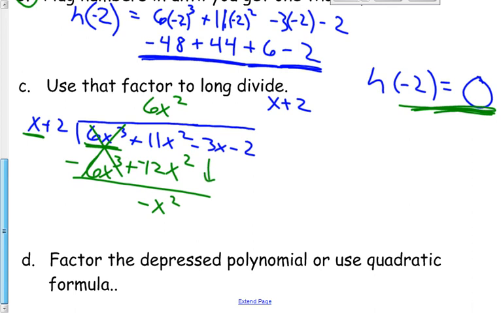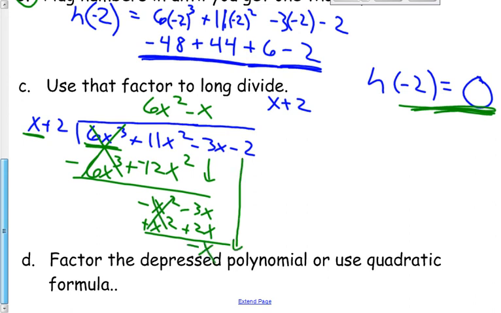Bring down the negative 3x, and we have ourselves x times what gives a negative x squared? A negative x. So a negative x times x is a negative x squared, and a negative x times a positive 2 is a negative 2x. Let's do the opposite, so add here, add here. Now this cancels out, and we just get a negative x.